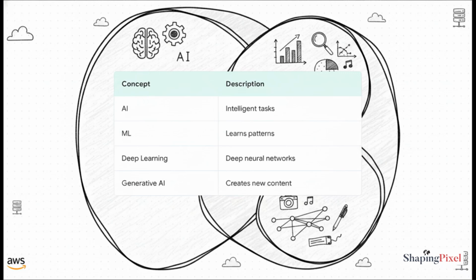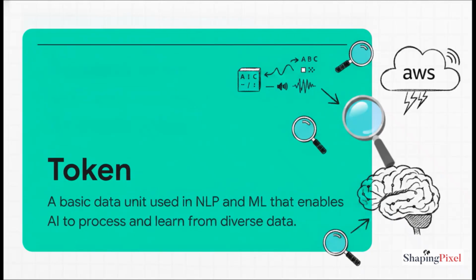Drill down further and you hit deep learning, an ML subset using multi-layered neural networks that need massive amounts of data. And finally, generative AI. This is a highly specialized branch focused entirely on creating completely new content, like images, text, or music, based on the patterns it's learned. To really grasp how these models learn, you've got to understand foundational units, like the token.